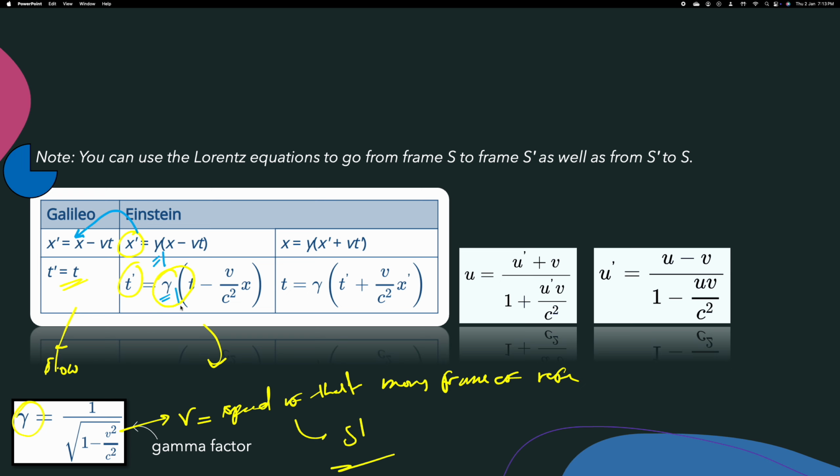Similarly, again substitute the value of gamma as 1 over here, and v is about 0. This overall term becomes 0, so you end up getting the same equation, t prime equals t. So as I said very clearly, yes, the Einstein equation is applicable for low speeds and high speeds, whereas Galilean relativity is only applicable for low speeds.